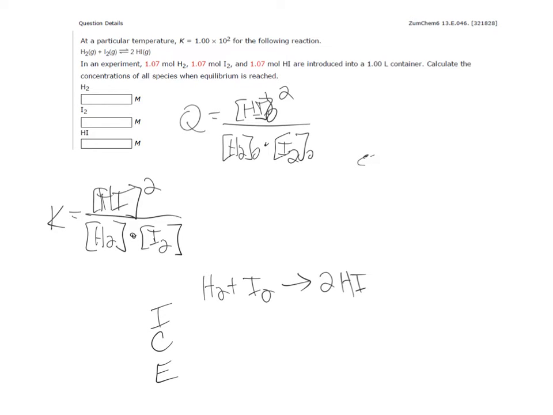Notice in the problem, they tell us that we have 1.07 moles of each of three substances, and conveniently, the volume is 1 liter. So if you just take the number of moles and divide by 1, you'd have the molarity. And since that doesn't change the number, it's going to work out to be 1.07 for each of these.